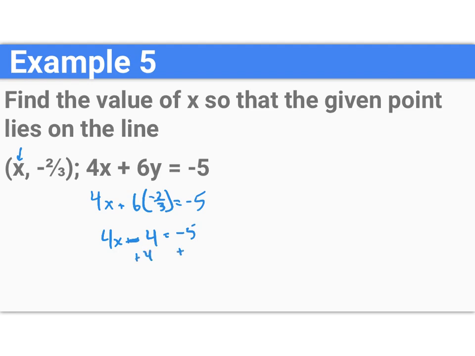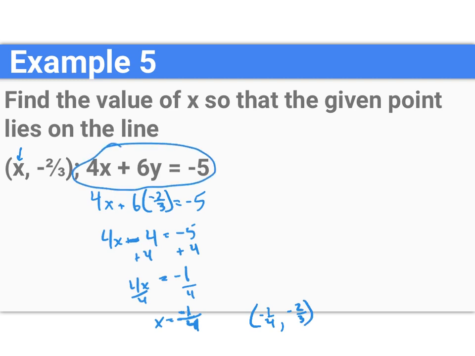Add 4 to both sides. 4x equals -1. Divide by 4, divide by 4. X equals -1/4. So the point -1/4, comma, -2/3 is a point that lies on the standard equation of a line.